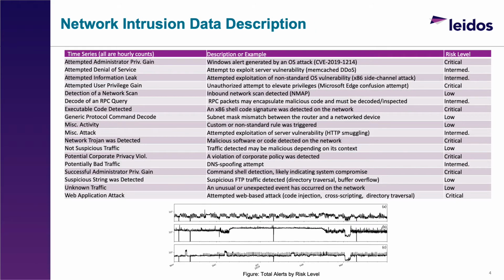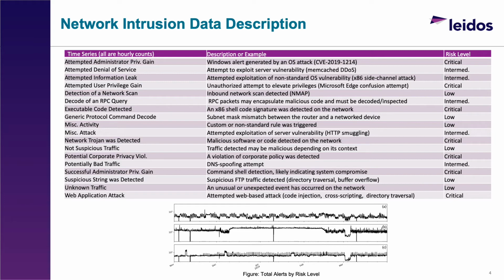And for the network intrusion data from Suricata, we had quite a few different types of intrusions. So things like web application attacks, things like code injection, cross site scripting, other things like DNS spoofing attempts, if there was a Trojan detected on the network, other things like privacy violations and privilege escalation attempts.